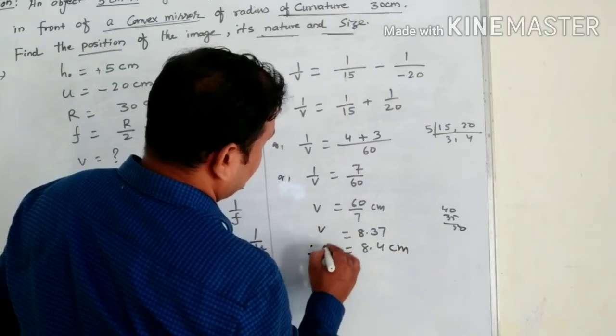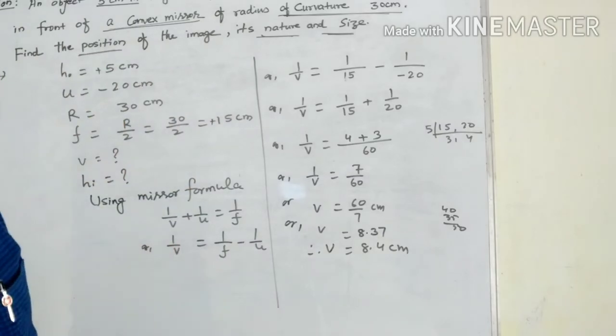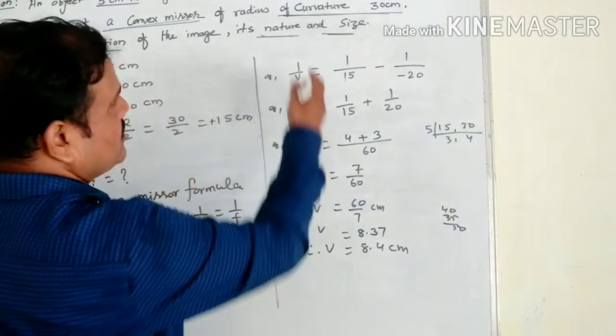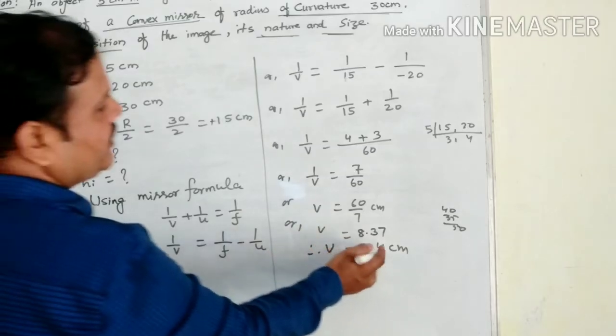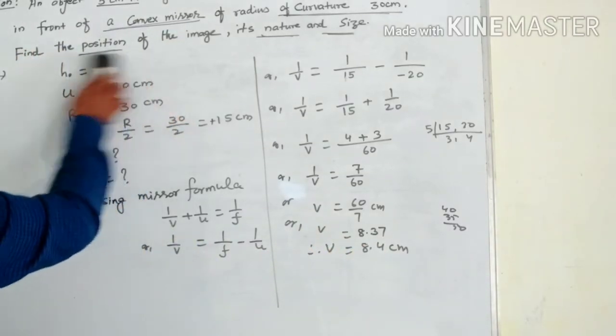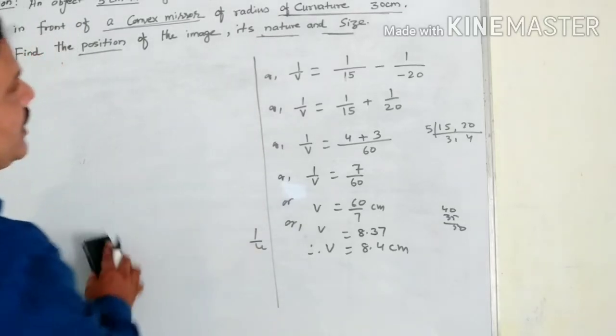Therefore you write v equal to this one. We got the value v, which means the distance of the image. So the image is at a distance of 8.4 centimeter. Then it is given, you find its nature and size.